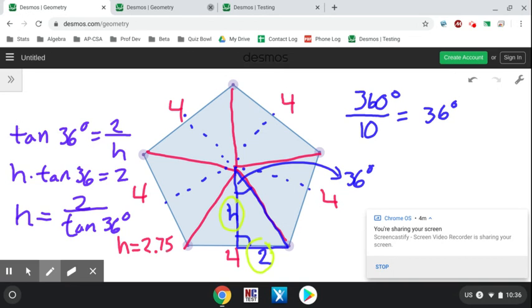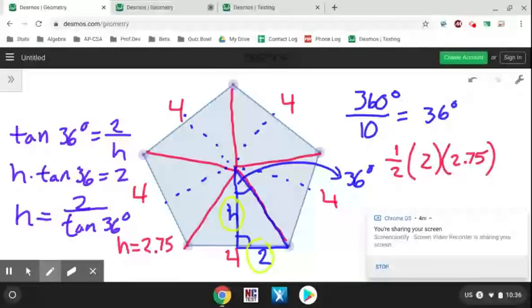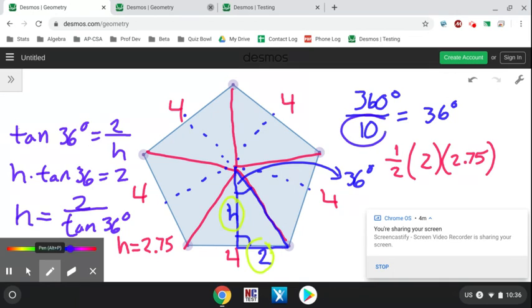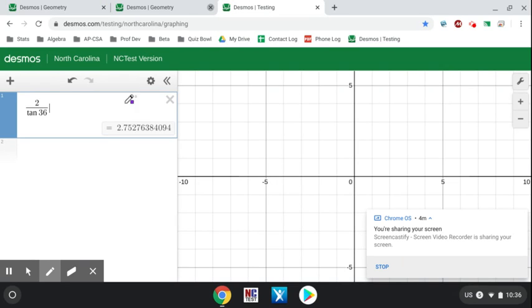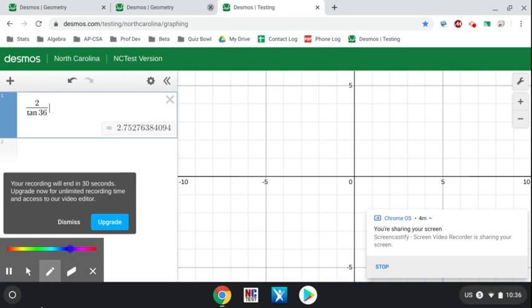And now I'm going to find the area of one of those triangles. Well, the area of one of those triangles is 1/2 times my base of 2 times my height of 2.75. That would be the area of one of those triangles. But don't forget, I don't have one of those triangles. I actually have 10 of them. So I'm going to take this 10 and multiply it by this, and that is going to give me my total area. So I'm going to need to go back to Desmos and do 10 times 1/2 times 2 times the 2.75. And once again, I can just take what I already had there, and I can multiply that.